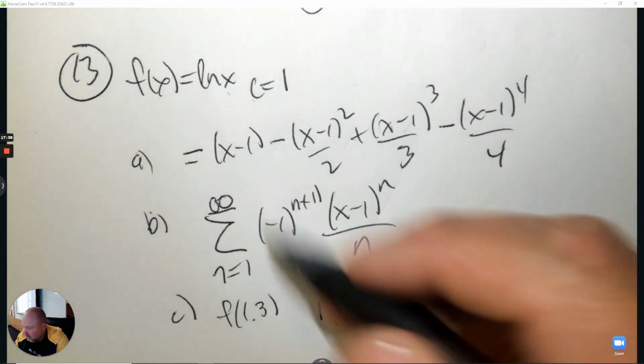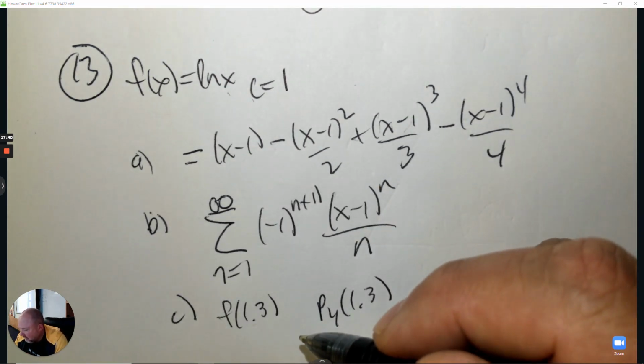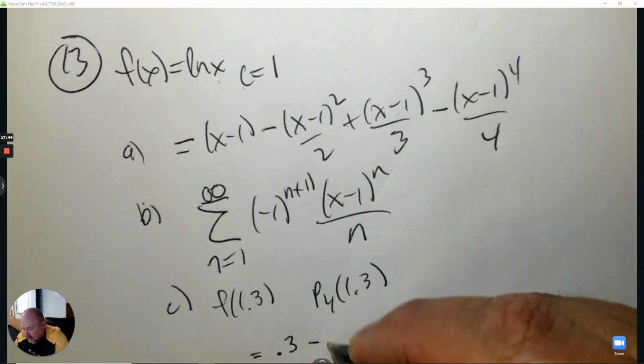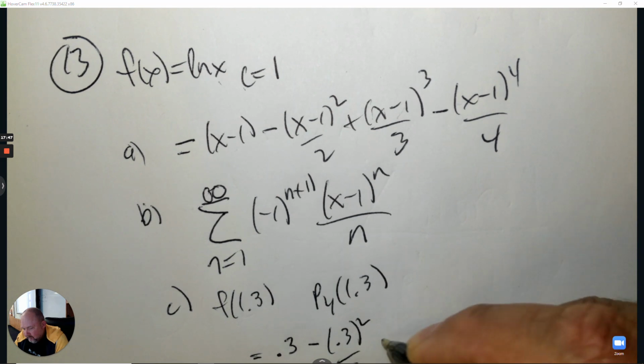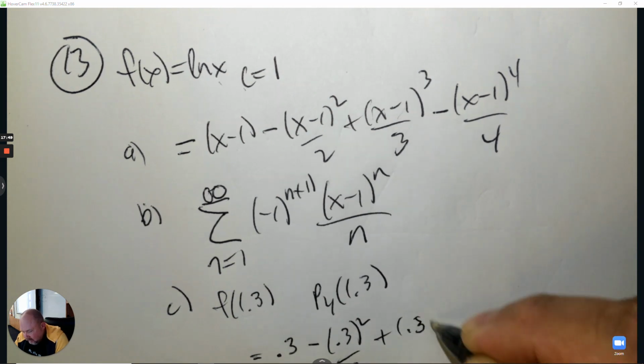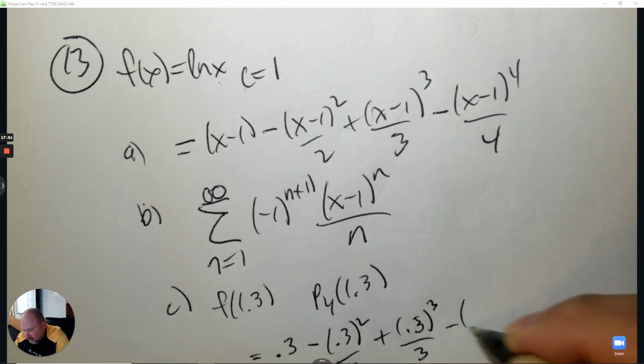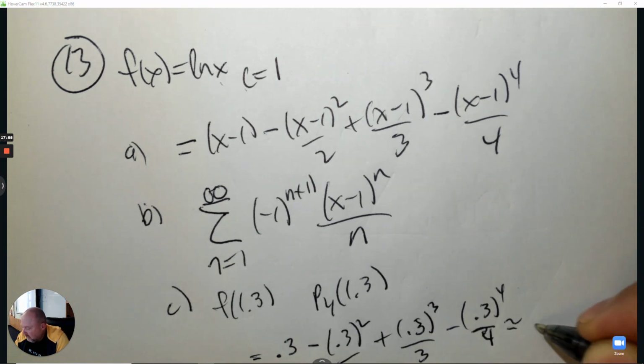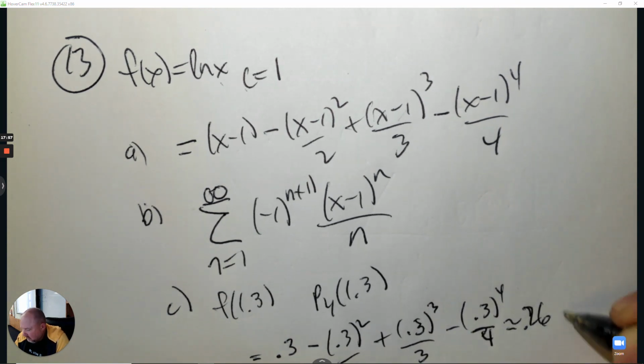So just plug in 0.3 in here. In terms of x minus 1, it's now 0.3. So it'd be 0.3 minus 0.3 plus 0.3 minus 0.3. And if you use your calculator, it'd be about 0.261975.